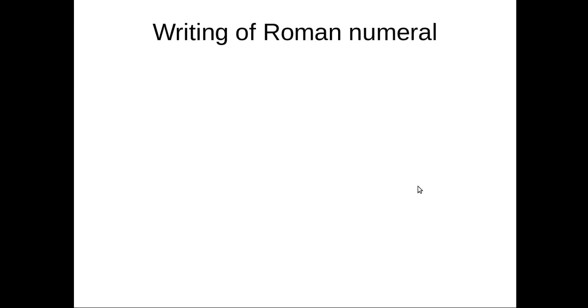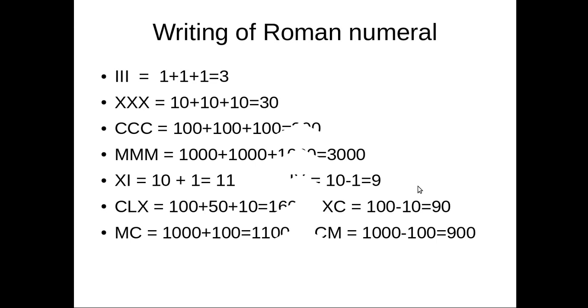And writing of Roman numerals: III, that means 1 plus 1 plus 1 equals 3, XXX, that means 10 plus 10 plus 10 equals 30, CCC, that means 100 plus 100 plus 100 equals 300, MMM, that means 1000 plus 1000 plus 1000 equals 3000, XI, that means 10 plus 1 equals 11, IX, that is 10 minus 1 equals 9, CLX, that means 100 plus 50 plus 10 equals 160. XC, that means 100 minus 10 equals 90. MC, that means 1000 plus 100 equals 1100, and CM equals 1000 minus 100 equals 900. These are the techniques that are used in Roman numbers.